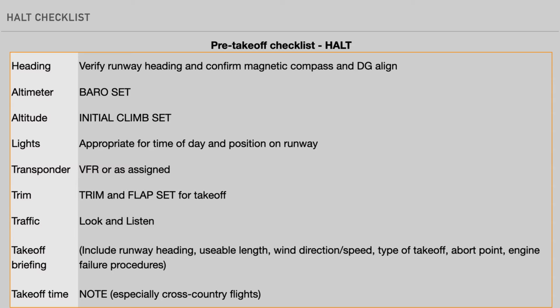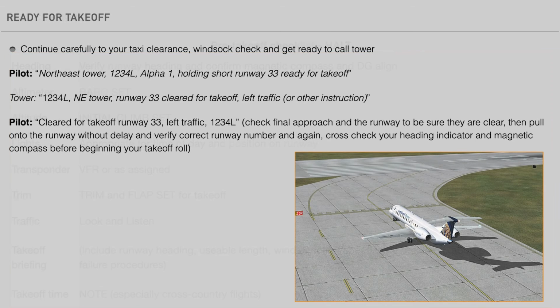Next, proceed with your takeoff briefing, which includes the runway in use, the length, wind speed and direction, the type of takeoff this will be, your abort point, as well as engine failure procedures. Finally, take note of the time, which is especially important for cross-country flights. Next, continue carefully to your takeoff clearance, perform a windsock check, and get ready to call tower.